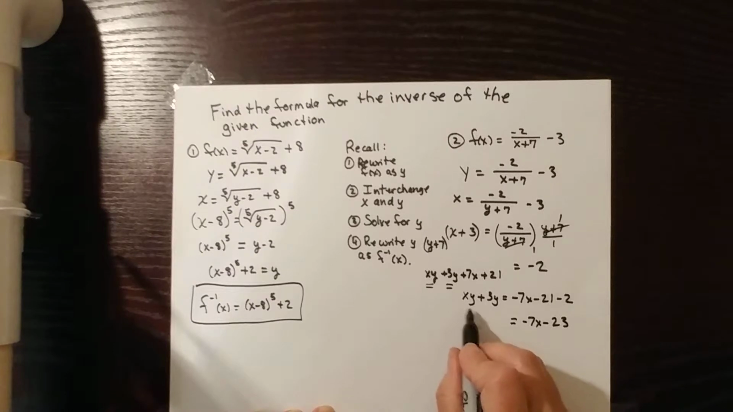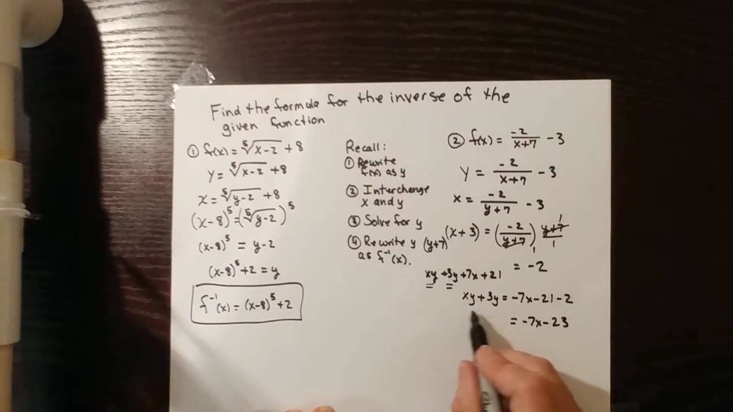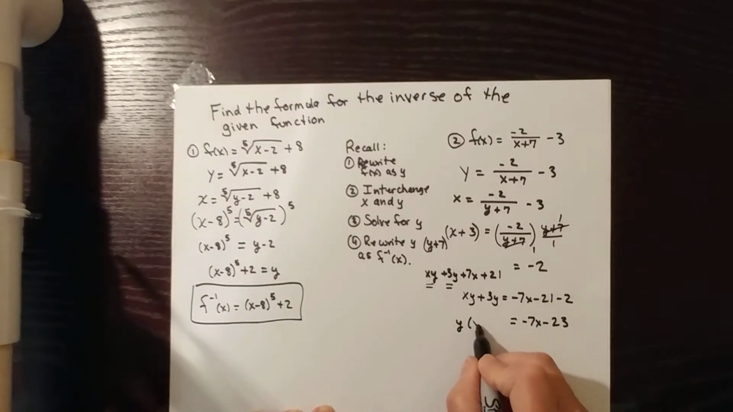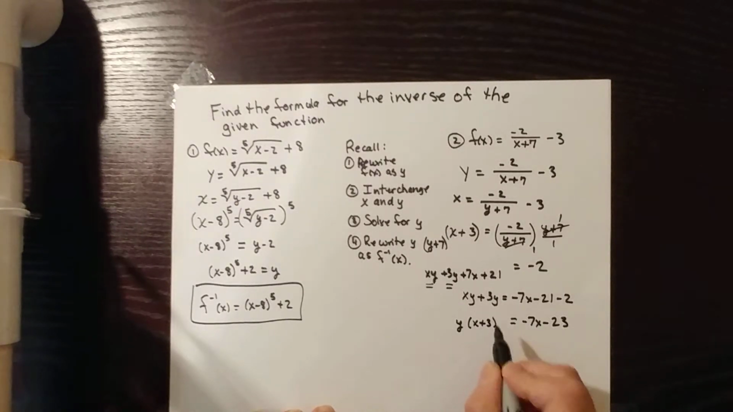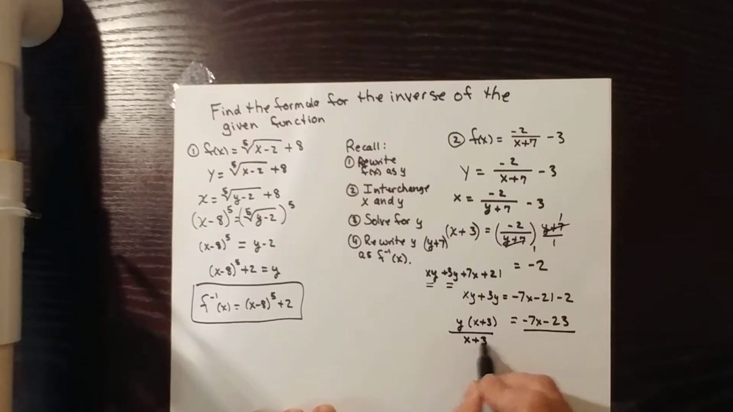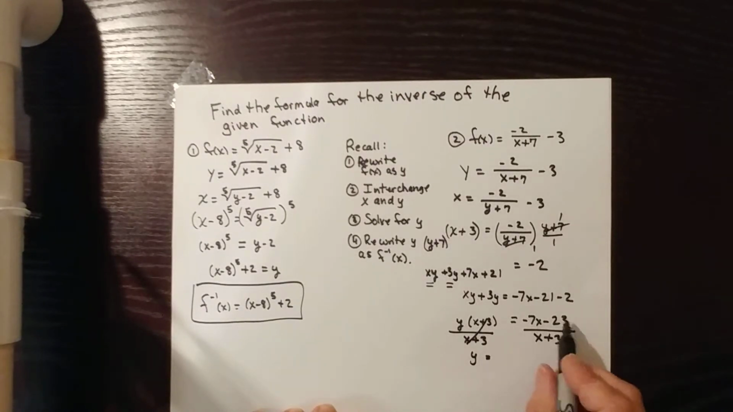On the left-hand side, I would like 1y, not 2y, so I have to factor out a y, because x and 3 are not like, so we can't combine them. The best we could do here is to factor out a y and get x plus 3. Now I have y times x plus 3. To solve for y, I'm going to divide both sides by x plus 3. These will cancel. I'll have y is equal to negative 7x minus 23 over x plus 3, and you can leave it like that.